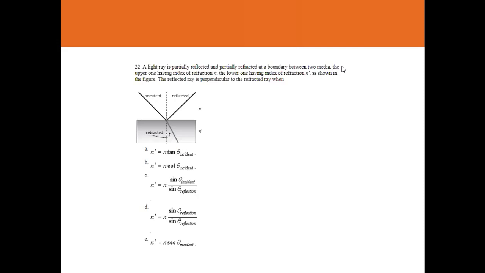Anyways, so this question basically wants you to rely on the geometry of the situation to figure out some trigonometric relationship between the indices of refraction of the two mediums. The best way to do this kind of question is to rely on drawings, right? You're told the reflected ray is perpendicular to the refracted ray. So, here's the reflected ray, here's the refracted ray. If they're perpendicular to each other, then if I measure the angle between them, I should get 90 degrees, right?